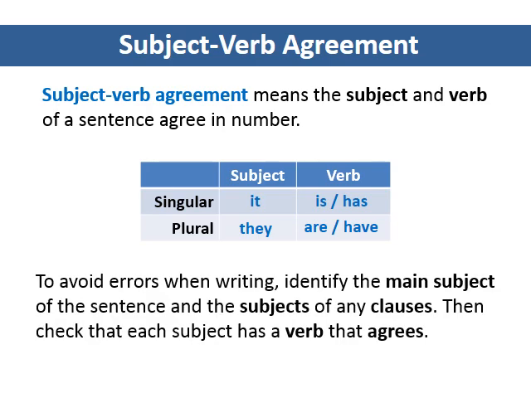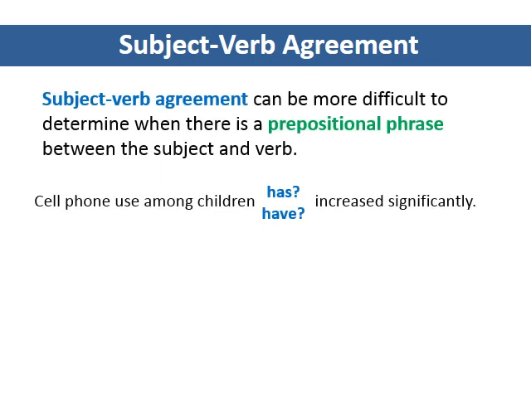To avoid errors when writing, identify the main subject of the sentence and the subjects of any clauses. Then check that each subject has a verb that agrees. Let's look again at the sentence. Subject-verb agreement can be more difficult to determine when there is a prepositional phrase between the subject and verb.